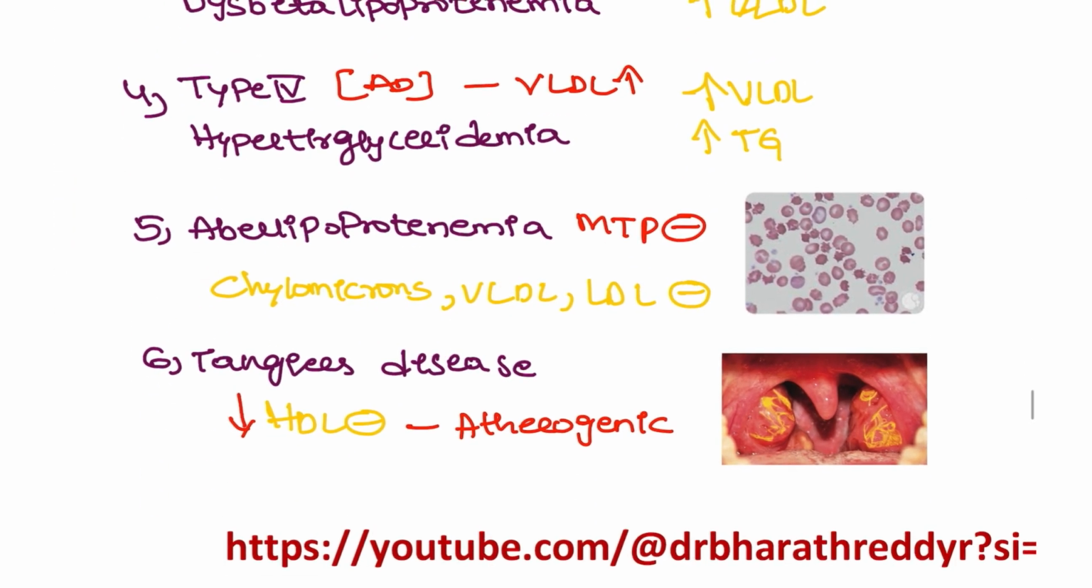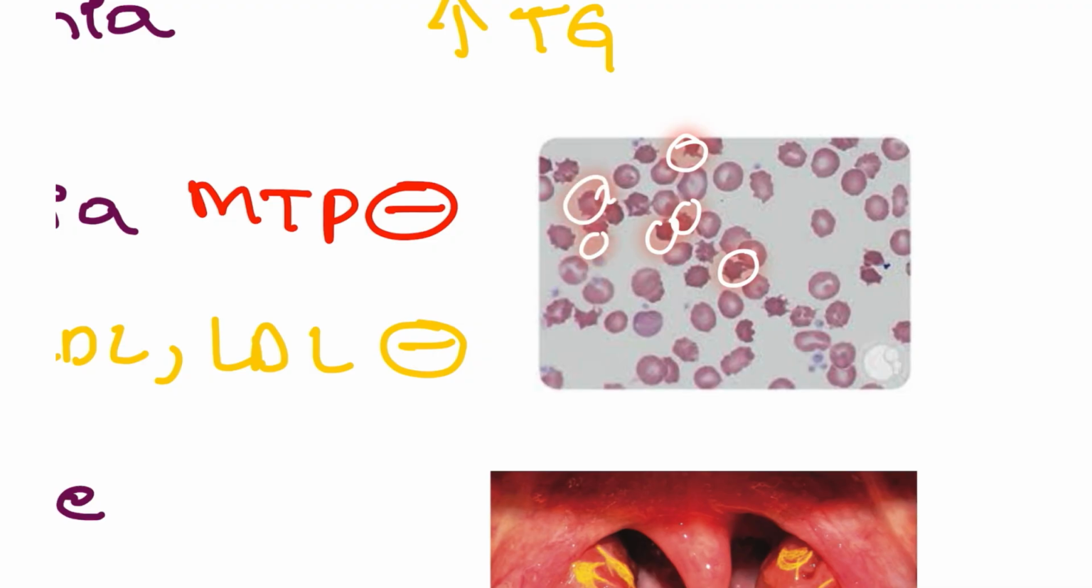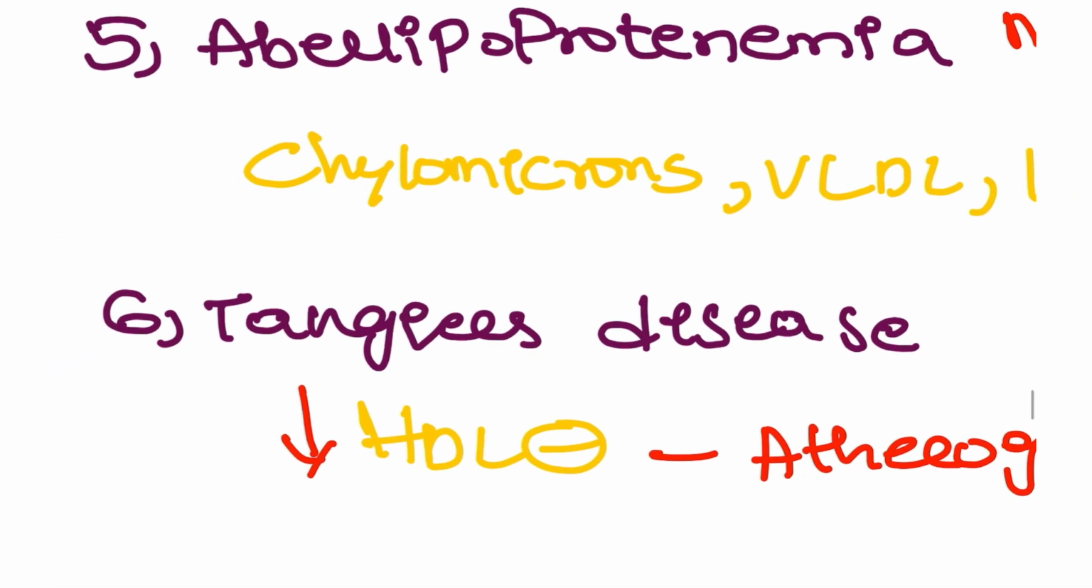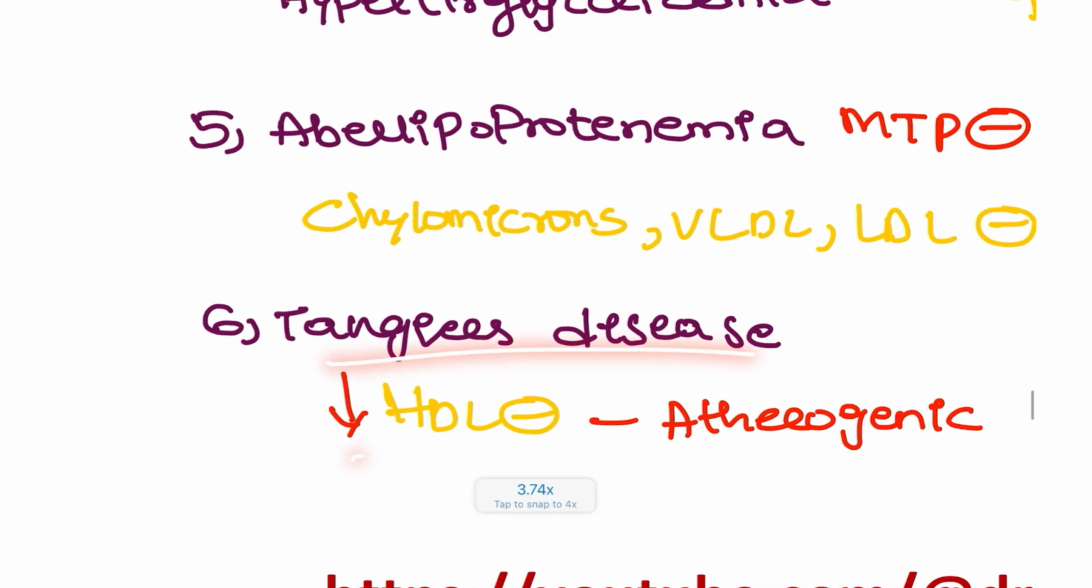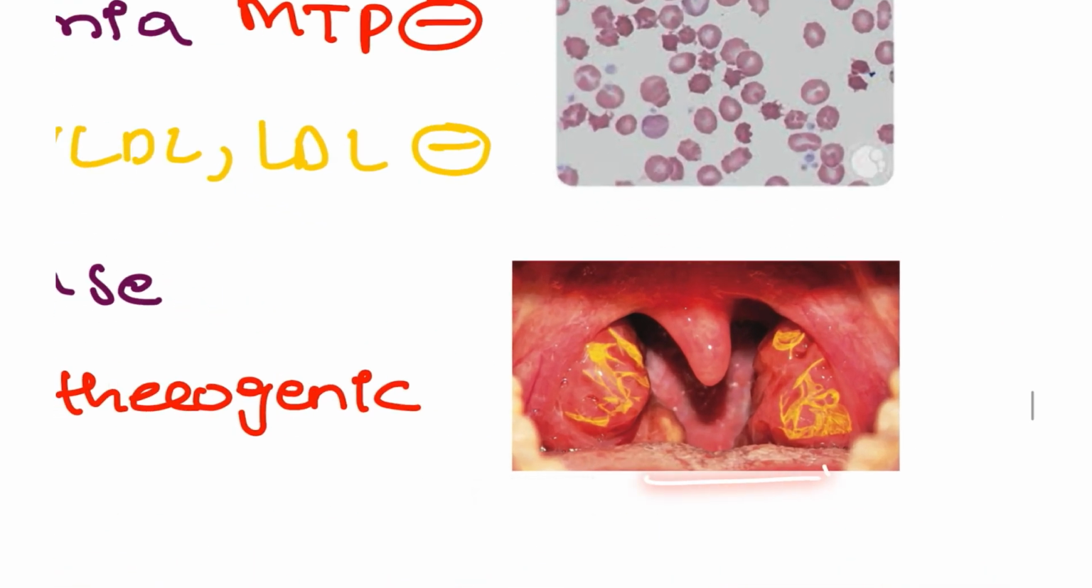Next, abetalipoproteinemia, chylomicrons, VLDL, LDL will be decreased, MTP deficiency. On the blood smear you are going to see acanthocytes. These kinds of acanthocytes you are going to see. Next, Tangier's disease, decreased HDL and it is highly atherogenic. This kind of condition will be seen.